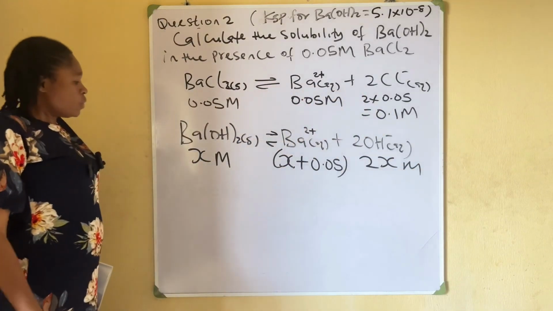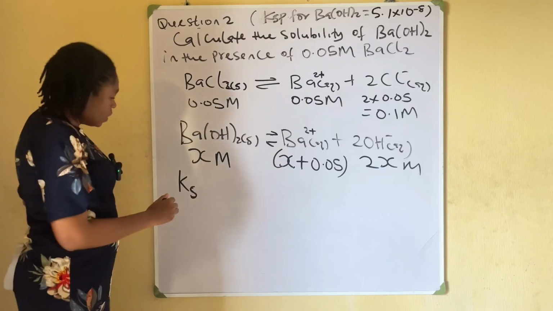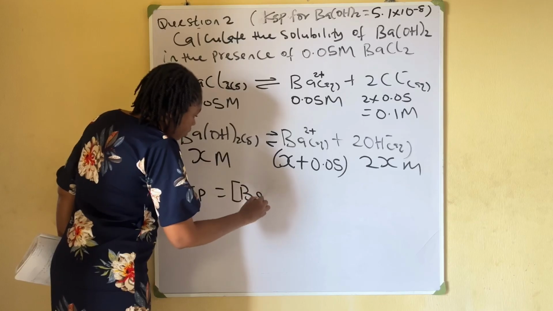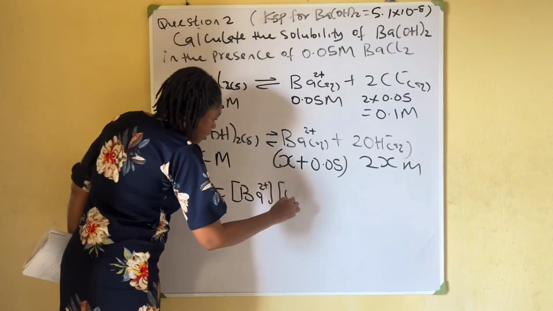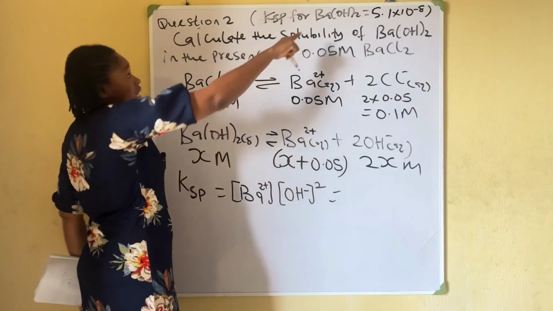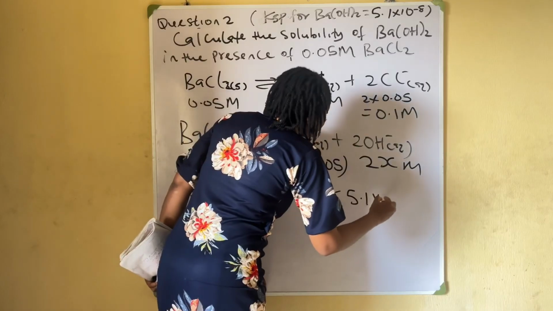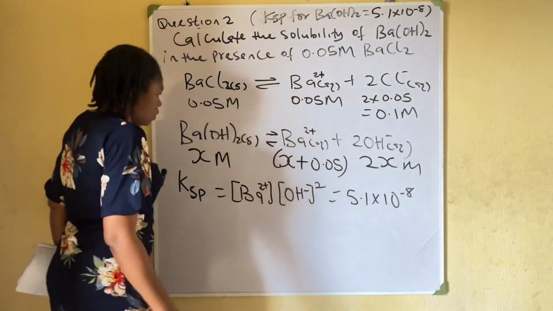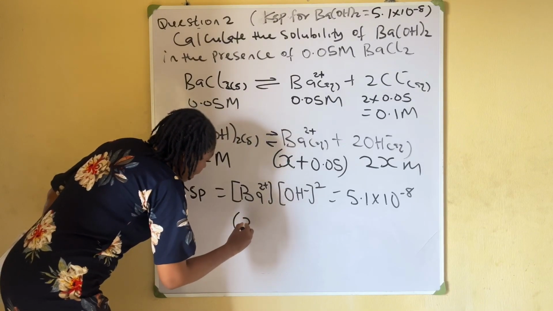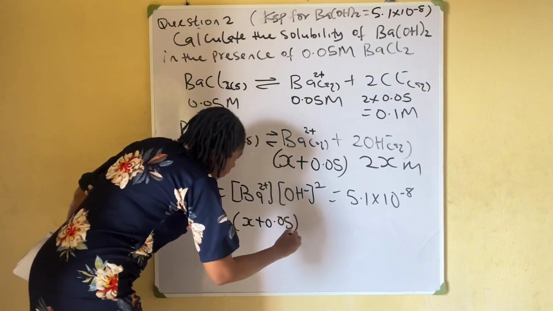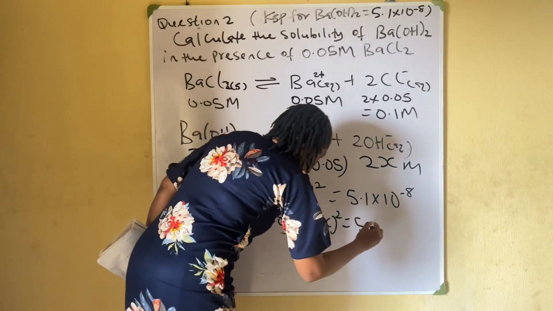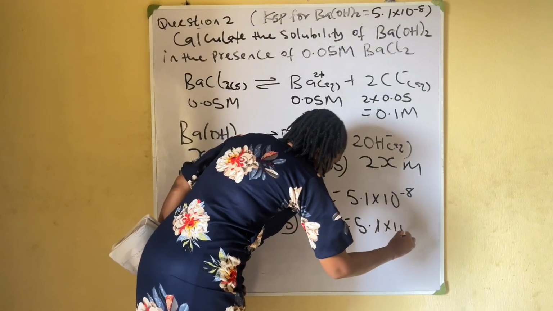So next step, we're going to write the Ksp equation, which is barium ion times hydroxide ion raised to the power 2. What's the value of Ksp for barium hydroxide? 5.1 times 10 raised to the power minus 8. So let's substitute this value into this. S plus 0.05, times 2S squared, equals 5.1 times 10 raised to the power minus 8.